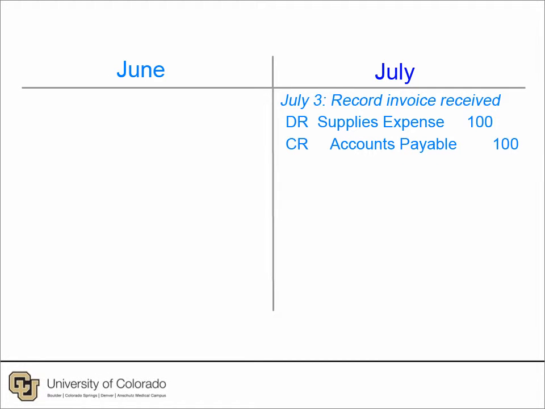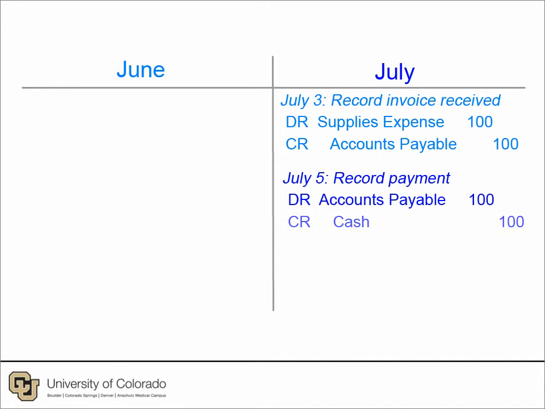The next transaction to be recorded in the general ledger, or GL, is the payment on July 5th. This journal entry is a debit to the accounts payable account and a credit to the cash account. But this expense was incurred in June. This expense needs to be accrued, so it is recorded in the period in which it was incurred.